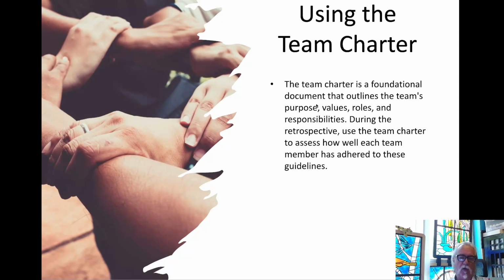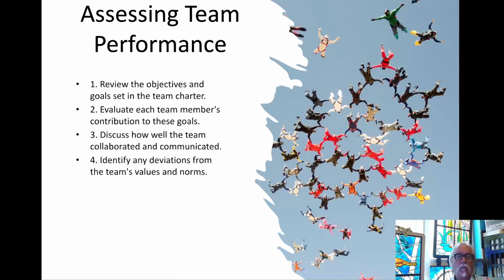As I said, the team charter is going to be the foundation for this. You've got your roles, your responsibilities. Your roles may shift over the course of the semester. That's okay. So the whole way that you do a retrospective is you review the objectives, you evaluate each member's contribution to these goals, you discuss how well you collaborated, how you communicated, and then you identify anything that didn't go well. So again, what went well, what didn't go well, and how do you change it?